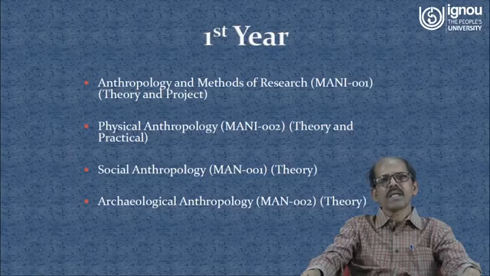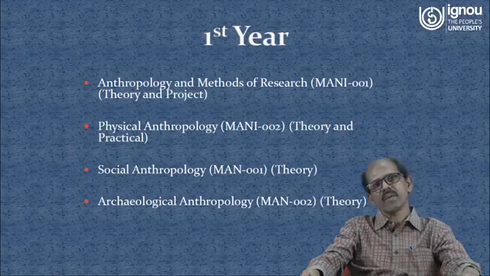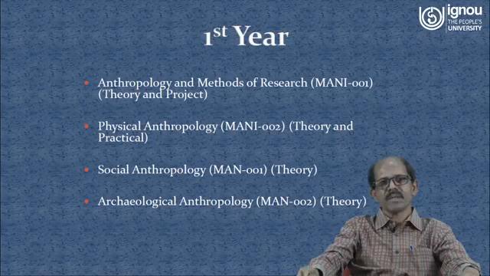However, in the first course, that is anthropology and methods of research, there is a theory as well as a project component. And in the second course, physical anthropology, we have included theory and a practical component. But in the remaining 2 courses, only the theory component is available.